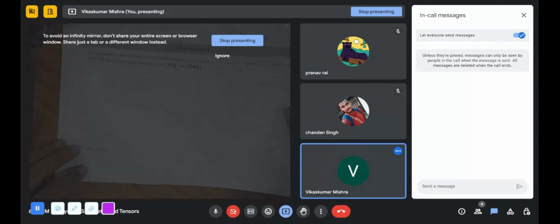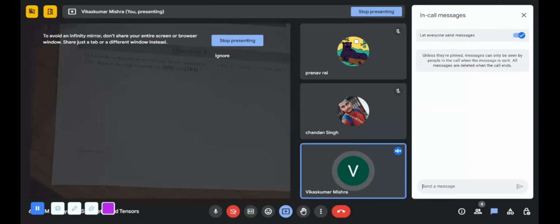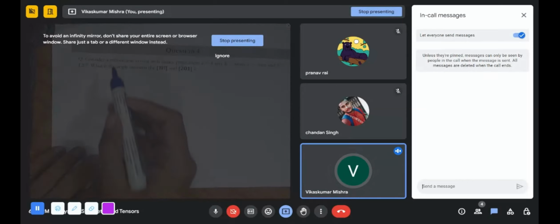Question number 4. Okay, so what it is telling is: consider a monoclinic crystal with lattice parameters a, b, c as given to us, and beta is 120. What is the angle between 101 and 201? We need to find the angle between them. We just found the angle between the two vectors, but that was for the case of the cubic system. Now we are in a little bit evolved system, that is a monoclinic one. A little bit complicated, not so very complicated.